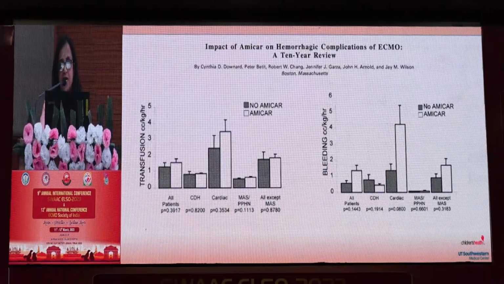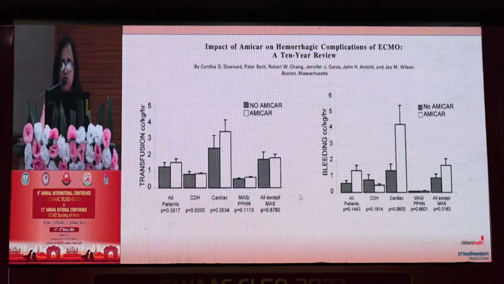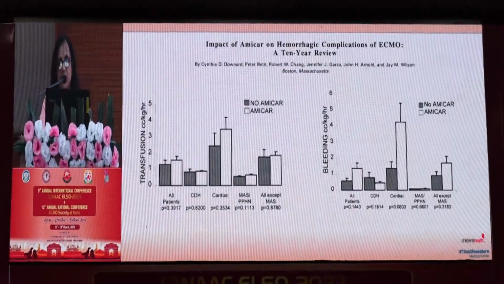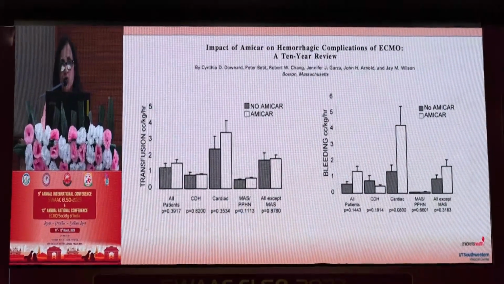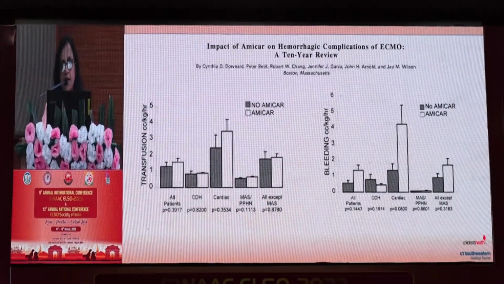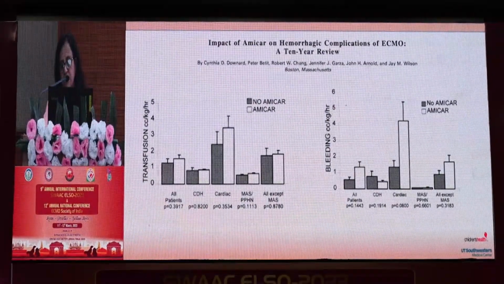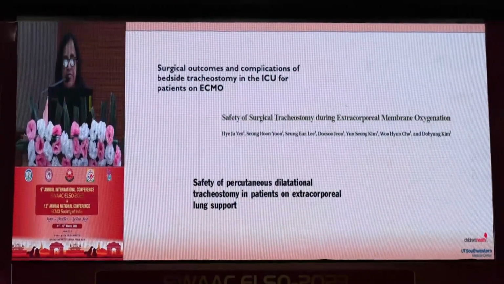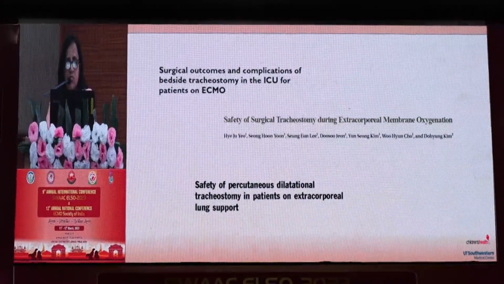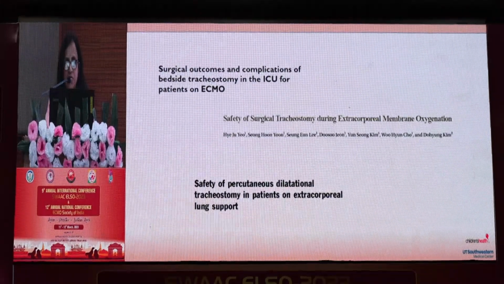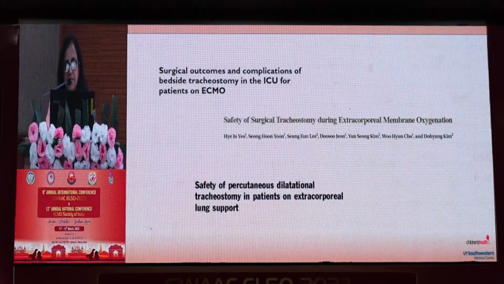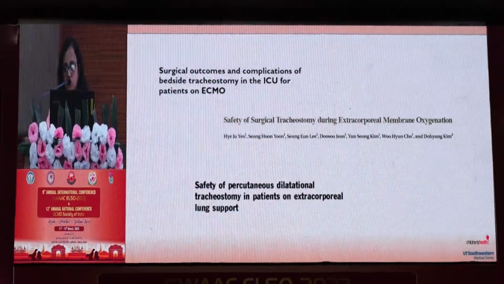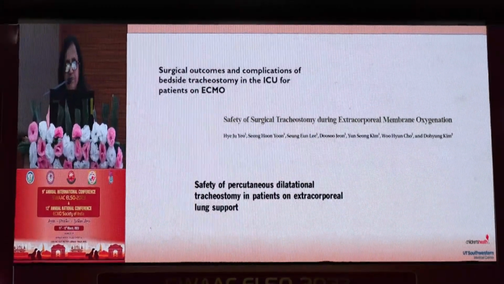But when they looked at whether transfusion or bleeding was any different between the Amicar and the no Amicar group, they did not find any difference. And in the Amicar group, they had more circuit changes and increased clot burden in the circuit. Recently, there are a lot of publications about surgical outcomes and complications of bedside tracheostomy, and bleeding is a challenge. But I think having an anticoagulation protocol and how you want to deal with it certainly is helpful.